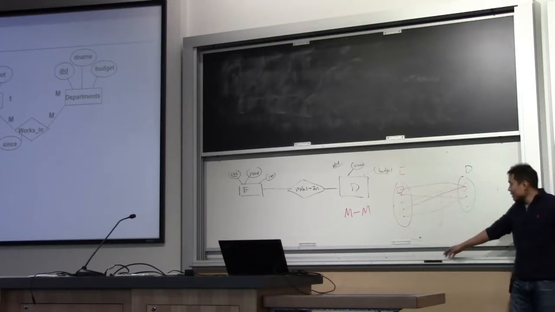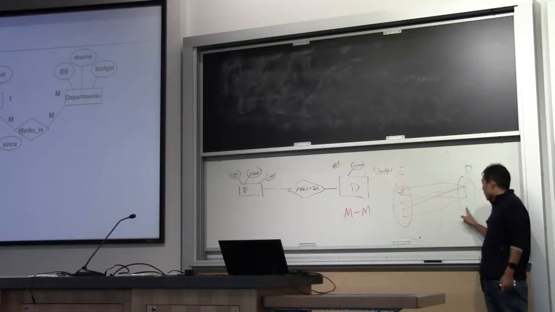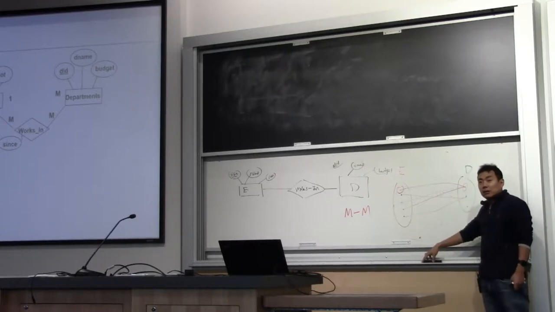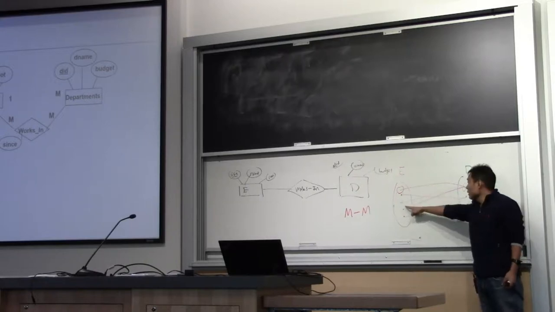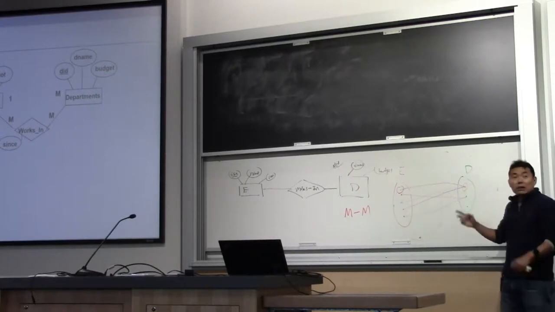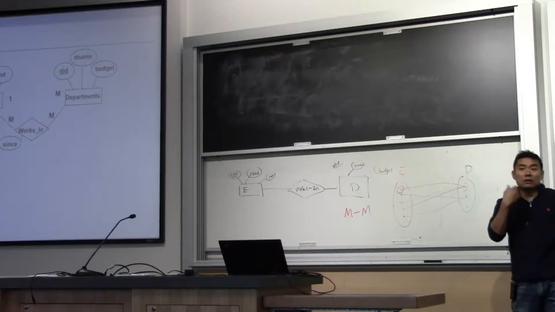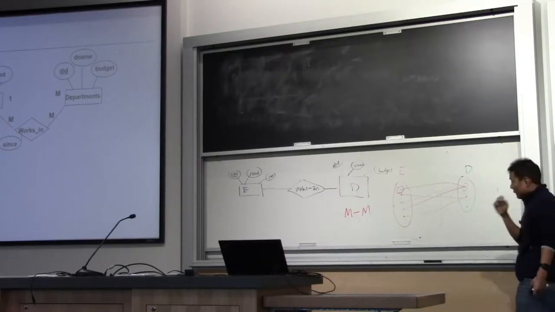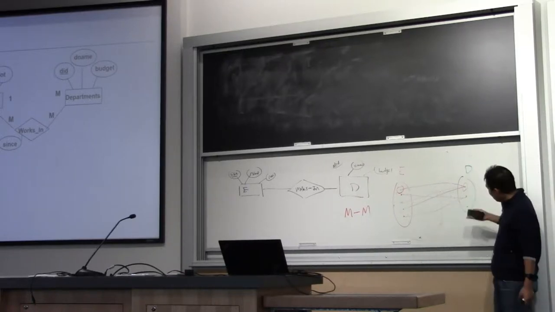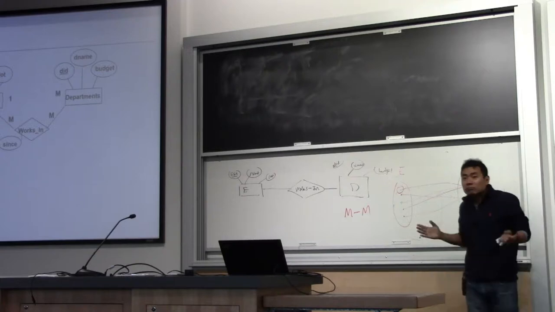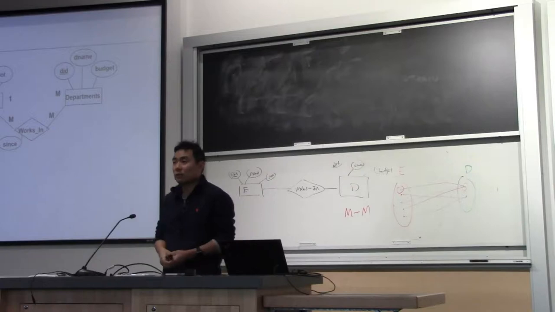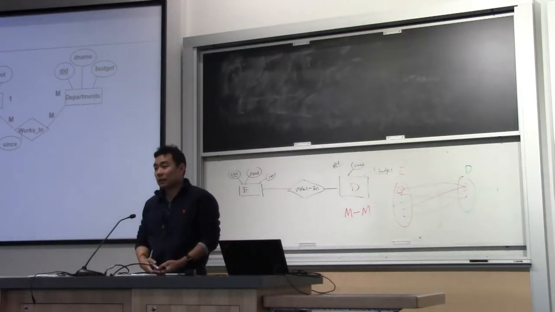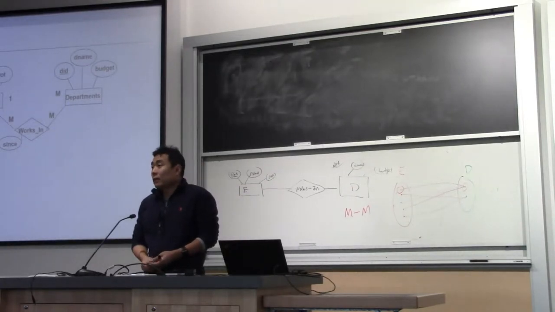To satisfy that, either you add another employee working for this department, because all existing employees have been working for some other department, you cannot ask them to work for this. That will violate the requirement of at most one. So the only way to fix this in this case is to dissolve that. Nobody works for that anymore. Dissolve that. So far so good?